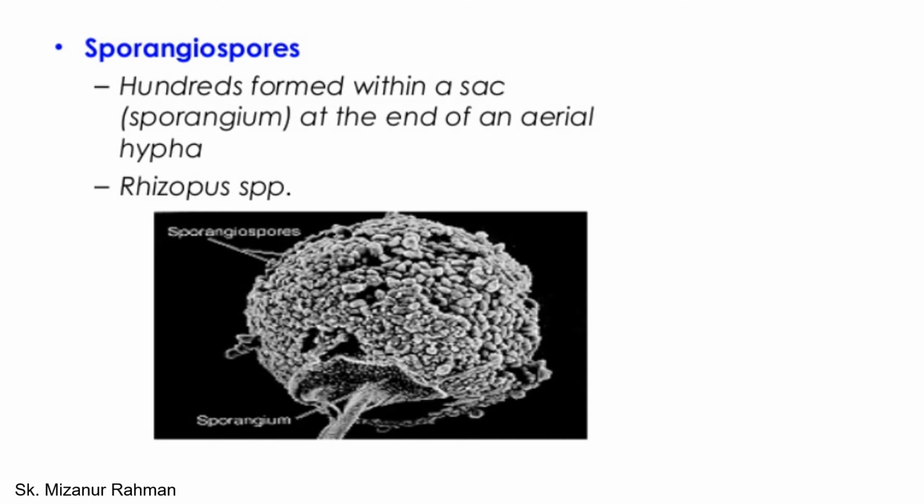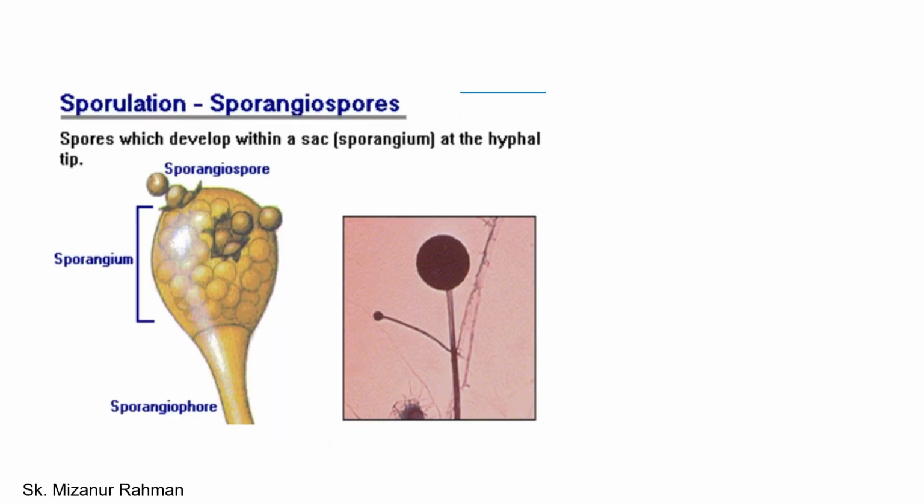Okay, so spores form within a sac. We call the sac a sporangium, at the end of an aerial hypha. For example, we have here Rhizopus. Yeah, spores which develop within the sac, or sporangium, at the tip of the hypha.